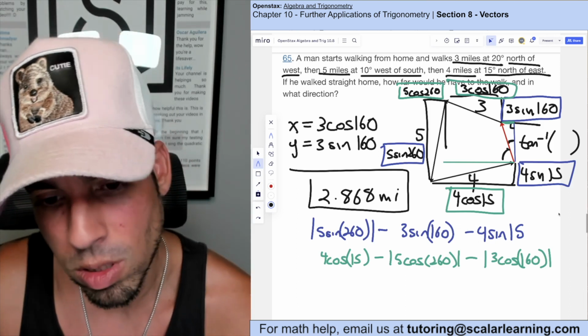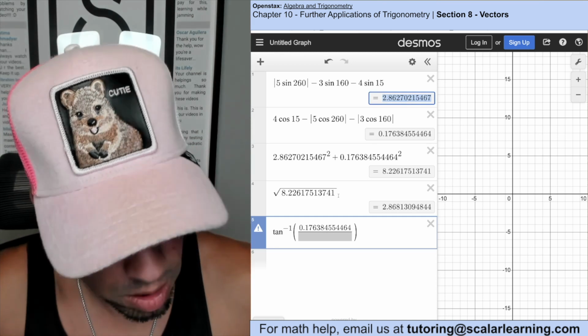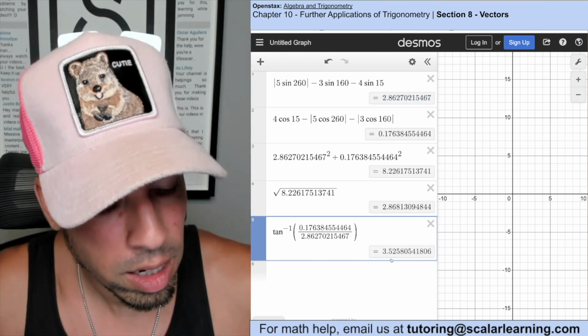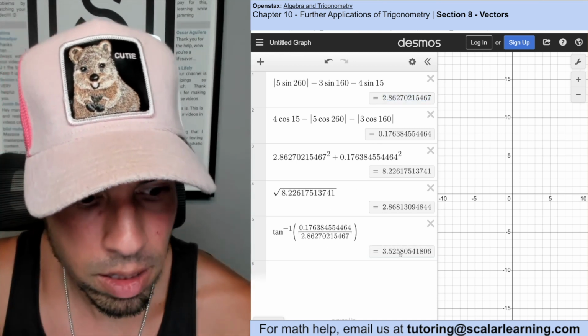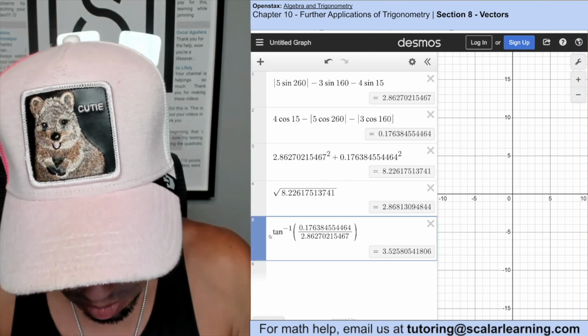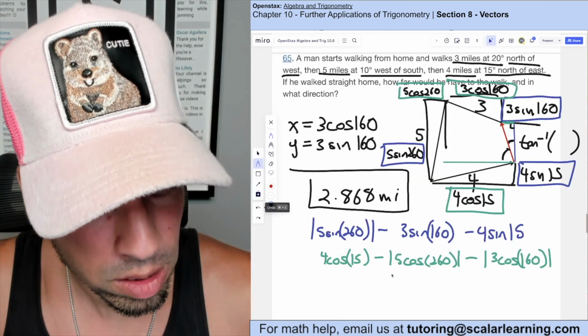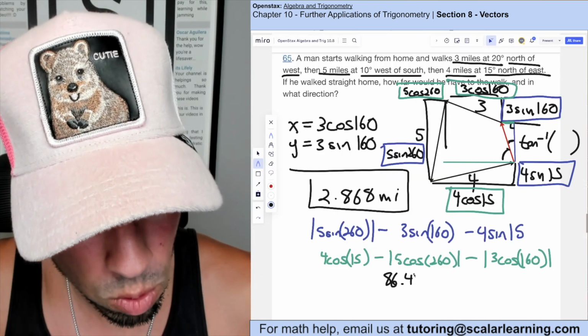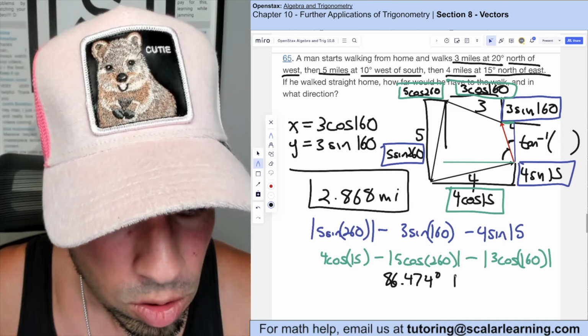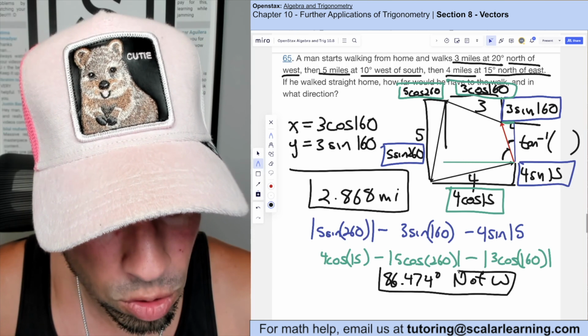We got that in Desmos. Let's calculate that. So there's the opposite side. I just did a little copy and paste, and there's the adjacent side. And we get this tiny little angle, but again, we need the complement of this, which is this subtracted from 90, and there we go, 86.474. So we say 86.474 degrees north of west, and that's how you do it.